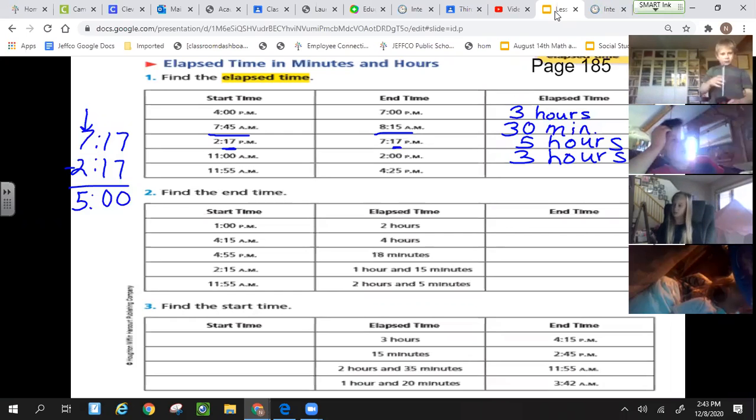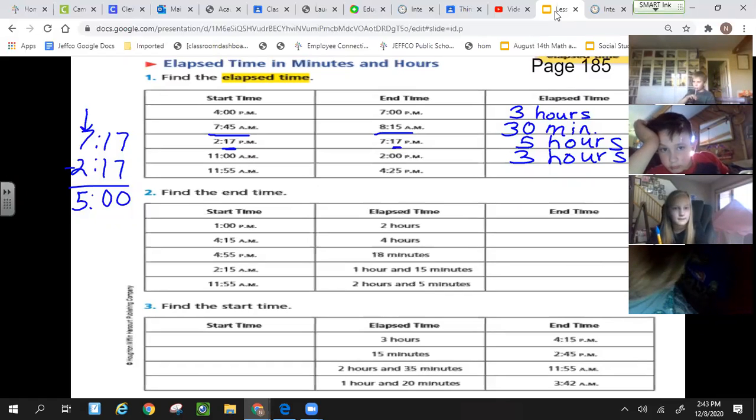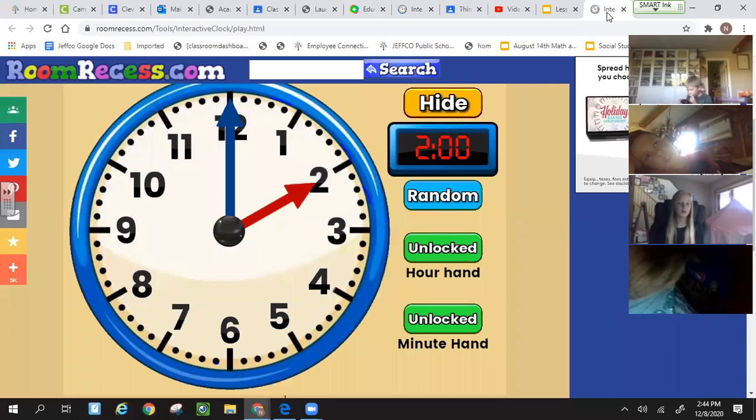All right, the next one's pretty tricky. 11:55 to 4:25. Why do I think that's tricky, Madison? Why am I saying that's tricky? Because they're not even. Right, the minutes are different. So that's going to be tricky. So let's do it on the clock. And we know we're going from 11:55 to 4:25.